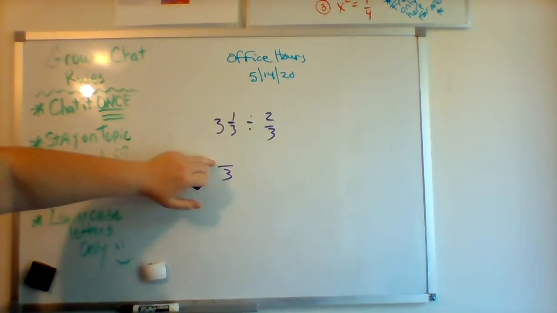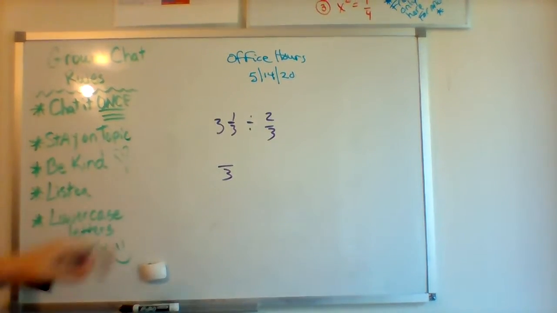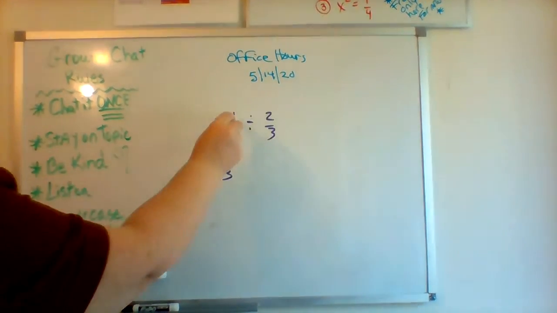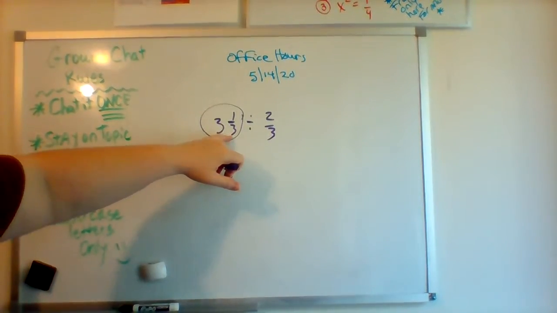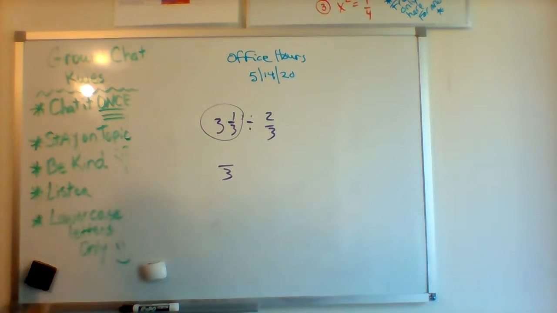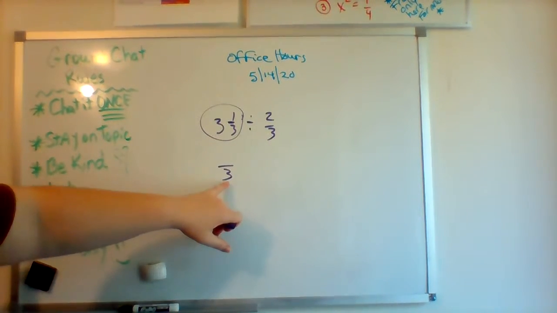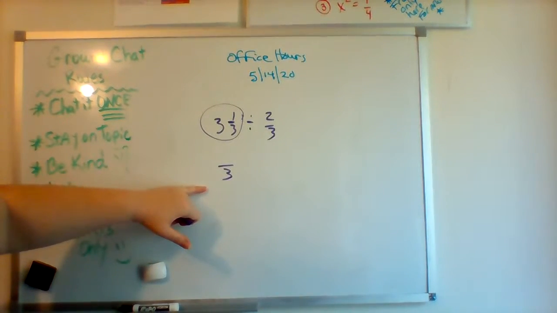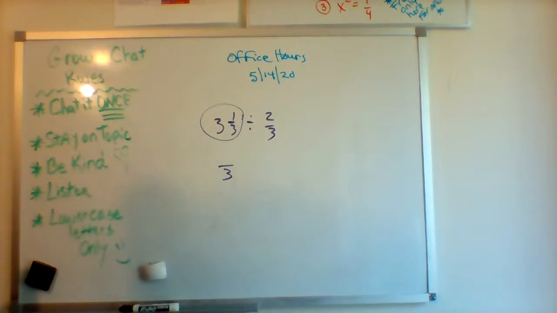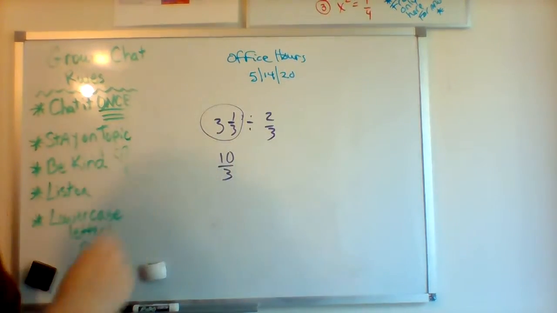If I wanted to write it as a top-heavy fraction instead of this right here, right now this is a mixed number, and we call it a mixed number because it has a whole number and a fraction, and together it's one single value. But you can make it a top-heavy fraction so that there is no whole. You're saying it's 9/3? It's actually not 9/3. Yes, Jaden, thank you. Top-heavy would be 10/3.